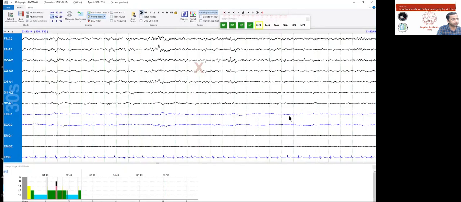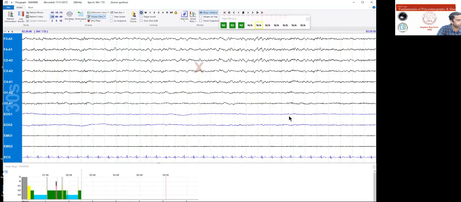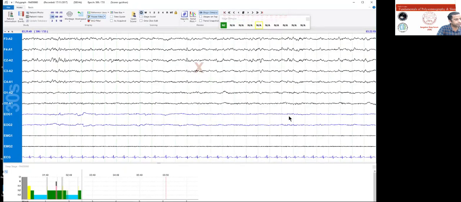We have a question. This is a nice question: after an arousal, do you have to down-stage? If the following stage has no K complexes, then we have to down-stage it. If a K complex is there, that means stage N2 has already started. But if there is no K complex, no spindles, or no other characteristic sign of another stage, then we have to mark the following stage as N1. Okay.